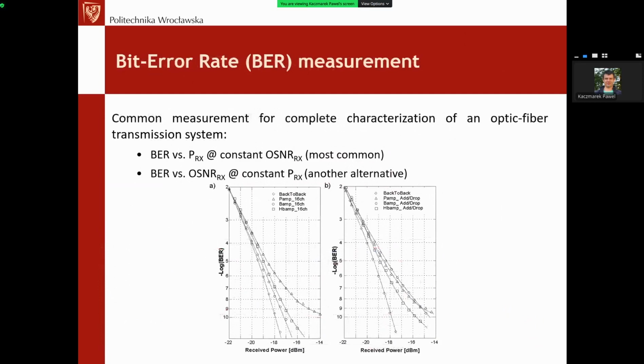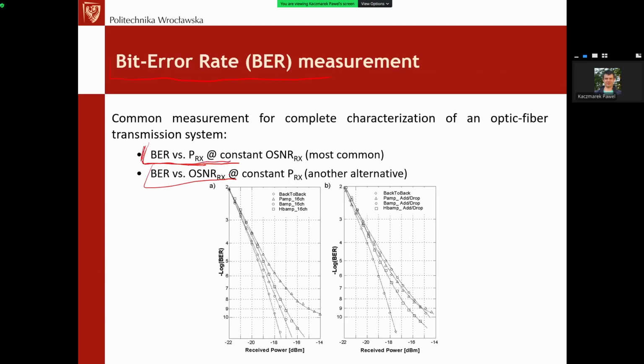And last, the most complete characterization of the optical network, bit error rate measurement, but typically it is measured versus received power or versus optical signal to noise ratio at the receiver side.